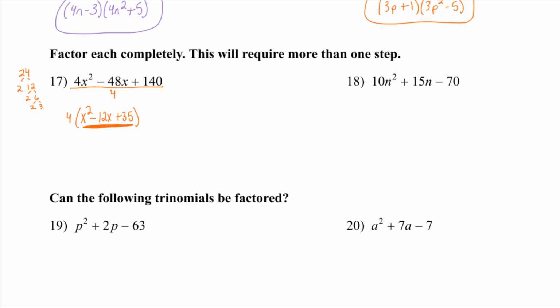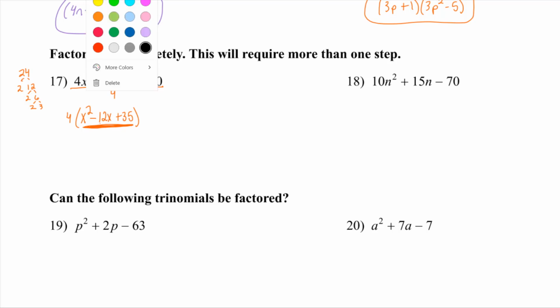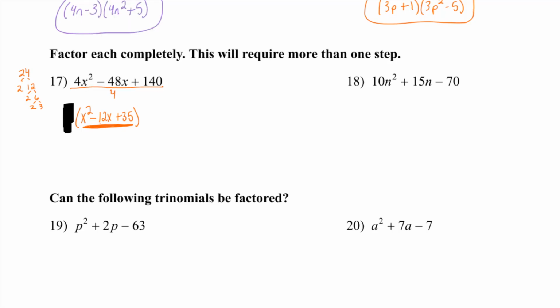Pretend the 4 isn't really there. I wonder if I can make this work. Okay, that 4 is not there. Let's pretend it's not there. We're going to bring it back later, hopefully without any sort of technology snafu. And let's think, how do I factor x squared minus 12x plus 35? It's a trinomial, so it's going to factor into 2 parentheses.